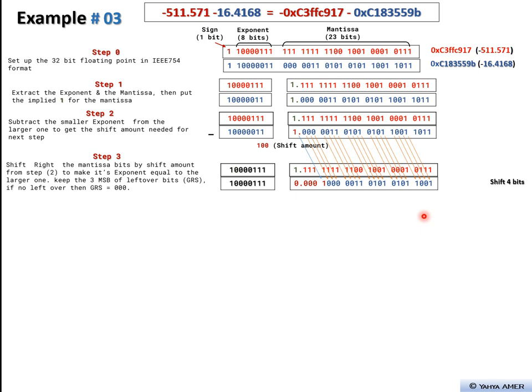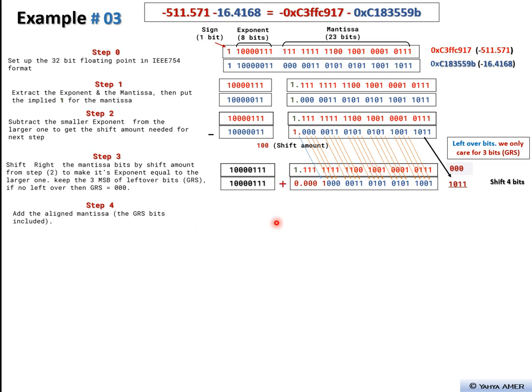Now, let's not forget about the leftover. In this case, the leftover of this shifting is 1011, and the leftover of this one is going to be 3 zeros. This is the GRS of this one, and the GRS of this one is going to be 101. We only care about the most significant 3 bits.